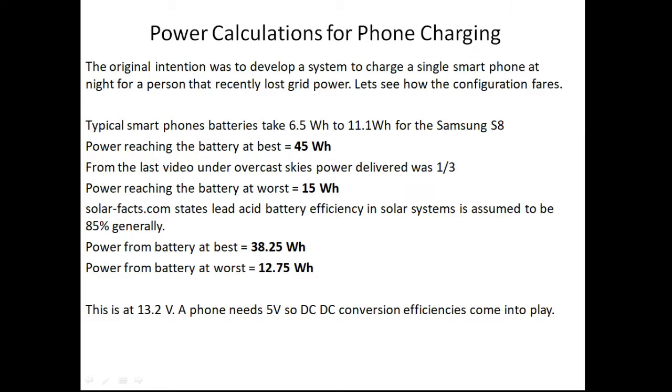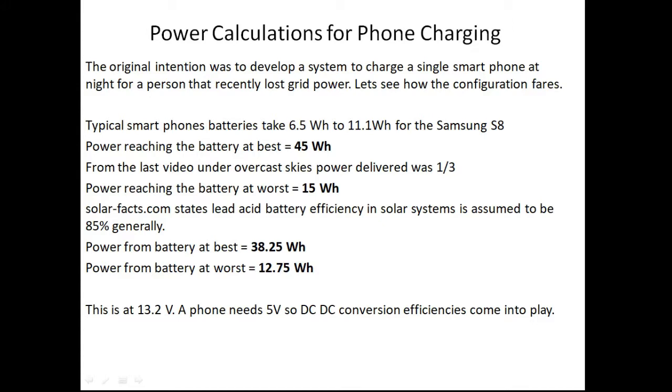Power from the battery at very best turned out to be 45 watt hours, which we got from before. If we had overcast skies, we noticed that the power was a third, and that was in the previous video. We looked at what we got in terms of current. So that will give us 15 watt hours.